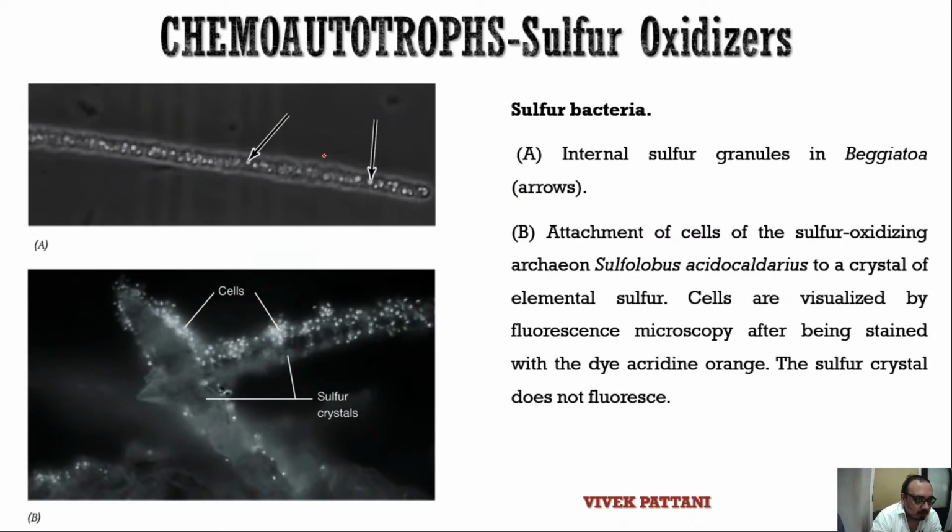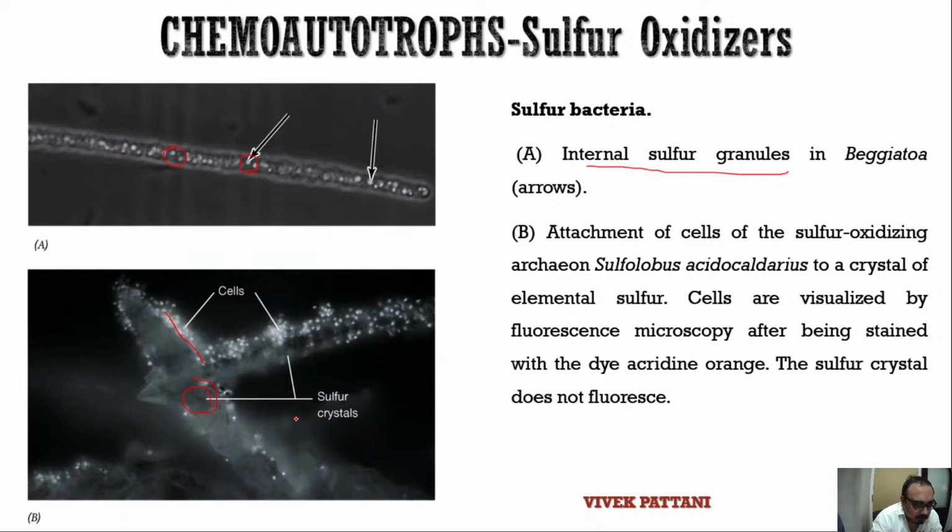Here is a photograph of Beggiatoa. You can clearly see the white dotted ones are internal sulfur granules. Now in diagram B is the attachment of a cell of the sulfur oxidizing archaeon Sulfolobus acidocaldarius to a crystal of elemental sulfur. You can see clearly these are the cells, and these are the crystals of sulfur.